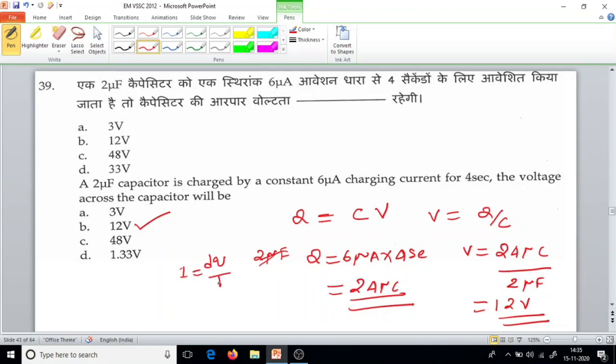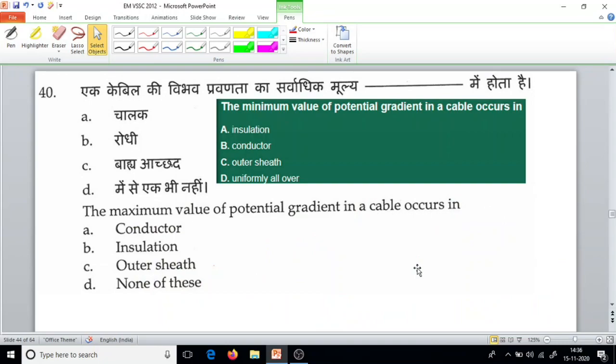This does mean dq by dt, right? See here, from this equation we can write what is dq. dq equal to I into dt. What is the I flown? That is 6 microamps. What was our time? 4 seconds. This will give Q equal to 24 microcoulomb. From here only I am taking this. So the answer is 12 volt.